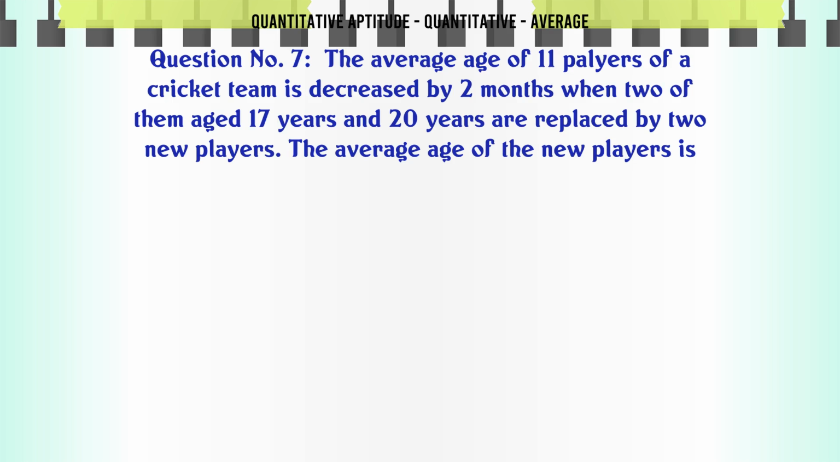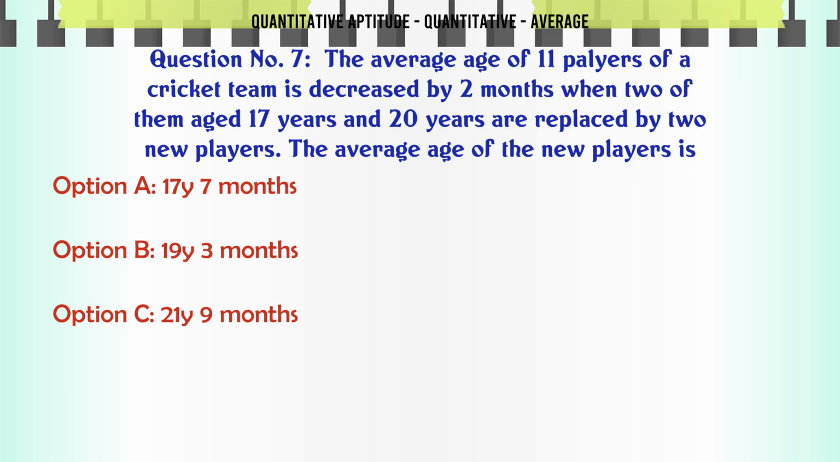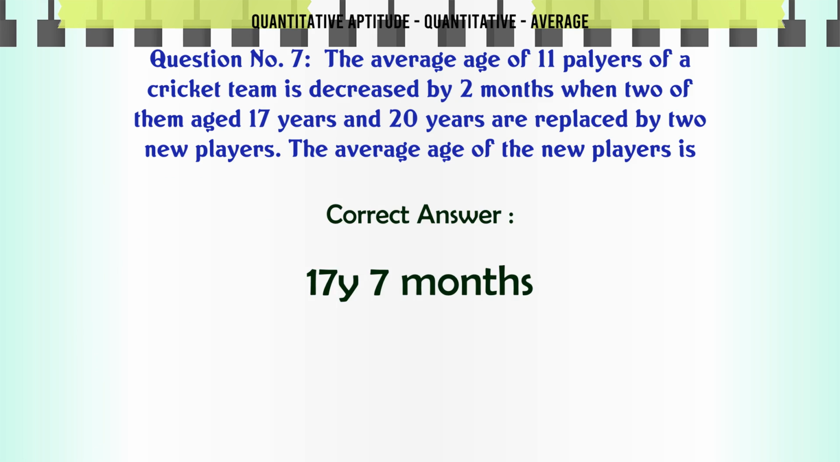The average age of 11 players of a cricket team is decreased by 2 months when 2 of them aged 17 years and 20 years are replaced by 2 new players. The average age of the new players is A 17y7 months. B 19y3 months. C 21y9 months. D 23y11 months. The correct answer is 17y7 months.